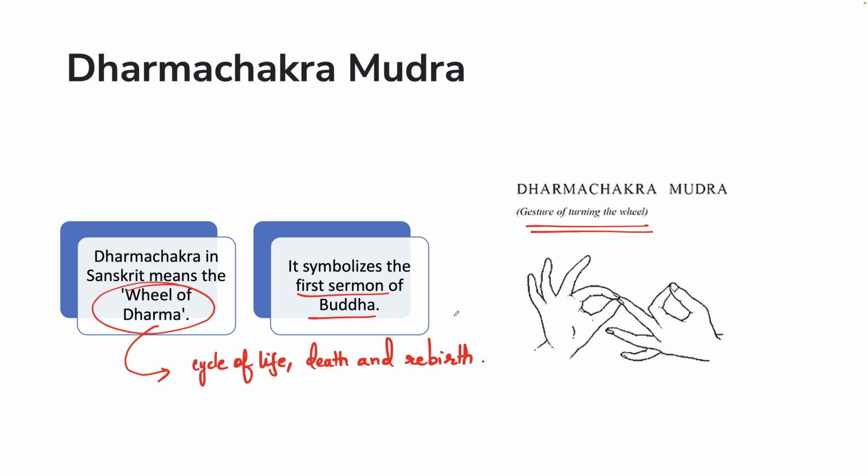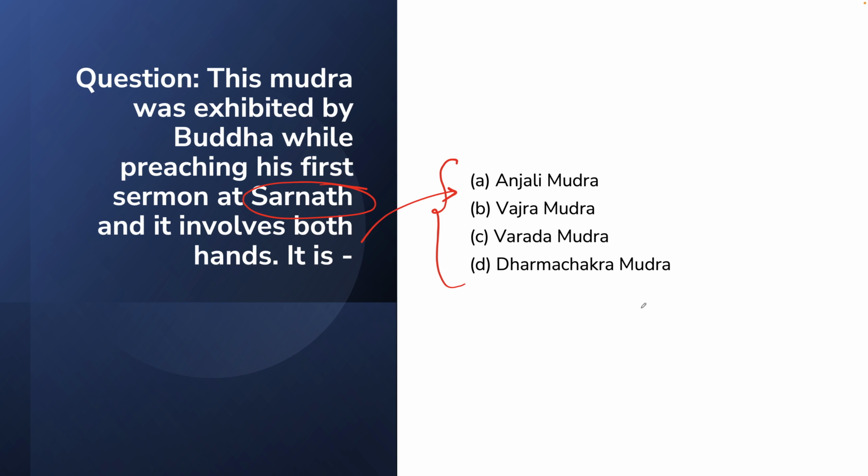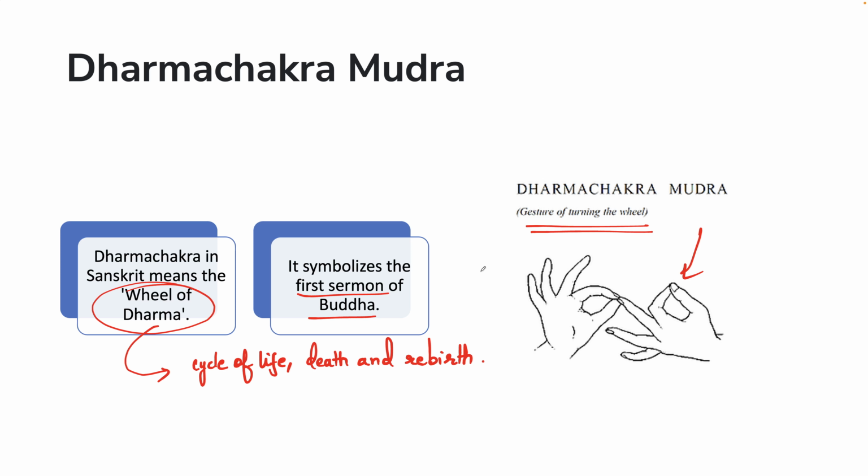To perform the Dharma Chakra Mudra, the index finger and thumb of both hands touch at their tips to form a circle or a wheel, while the other three fingers are extended straight upward. The gesture is commonly used in Buddhist iconography, and is associated with the Buddha's first sermon in Sarnath, where he taught the Four Noble Truths and the Eightfold Path. As per this question, the mudra exhibited while preaching his first sermon is therefore D, the correct option. This is Dharma Chakra Mudra.